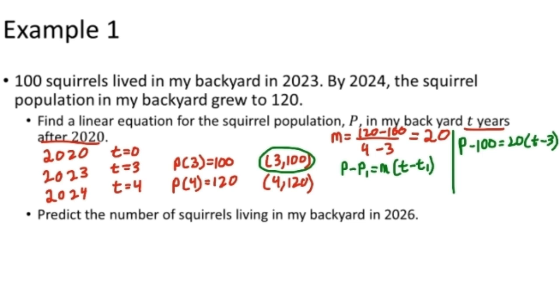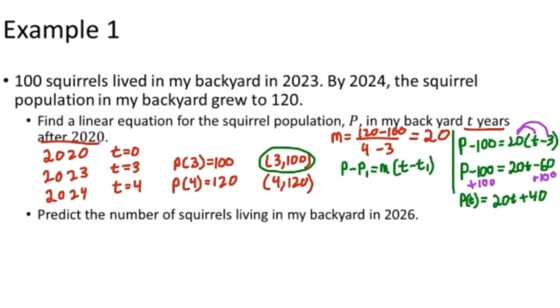Now we'll manipulate our point-slope form to obtain the slope-intercept form. And from there, we get that P equals 20T plus 40. And if we want, we can use function notation. So instead of just writing P equals, since our population does depend on time, we can write P of T equals 20T plus 40. Now that we have the equation, we can answer the second part.